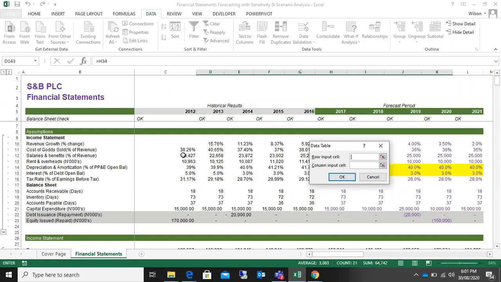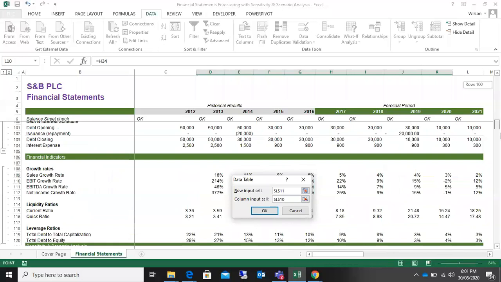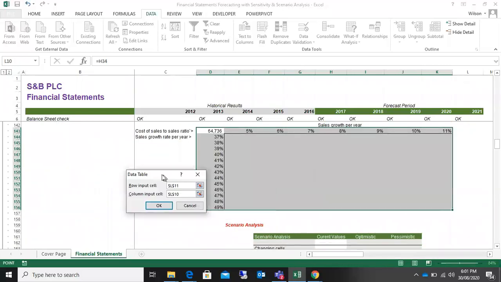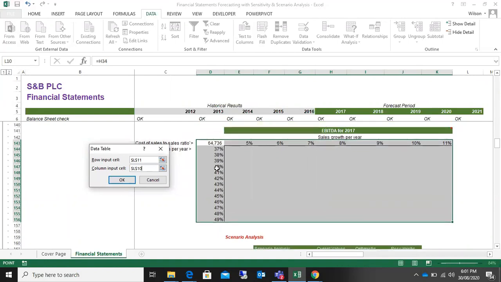Please mute your mic. So cost of sales, cost of goods sold as a percentage of revenue, which is the row, you pick 35. Then sales growth rate, which is the column, this one, come here and pick 2. Okay, so you can now come down, put this by the side here. All right, put this by the side here.